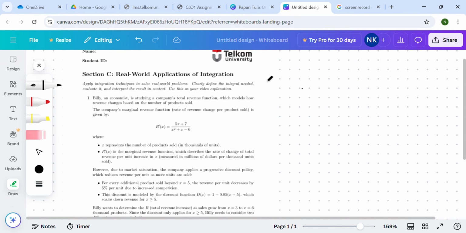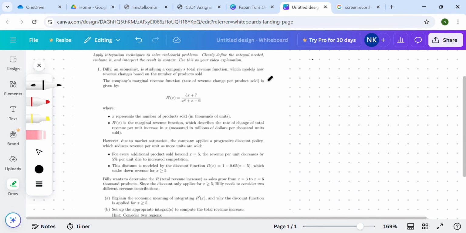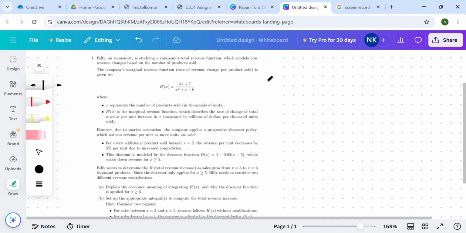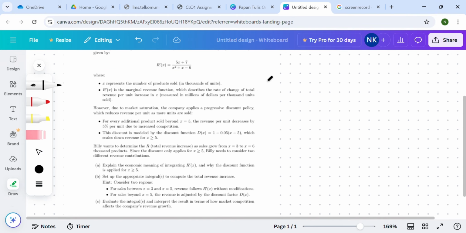Gilly, an economist, is studying a company's total revenue function, which models how revenue changes based on the number of products sold. The company's marginal revenue function, the rate of revenue change per product sold, is given by R'(x) = (5x + 7)/(x² + x - 6), where x represents the number of products sold in thousands of units. Our derivative R'(x) is the marginal revenue function, which describes the rate of change of total revenue per unit, where x is measured in billions of dollars per thousand units sold.